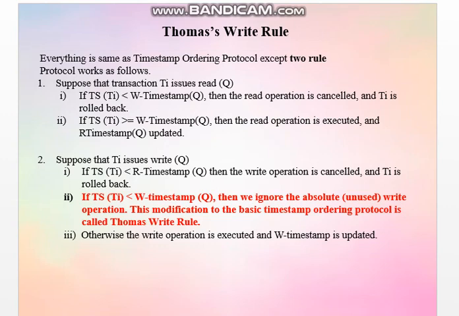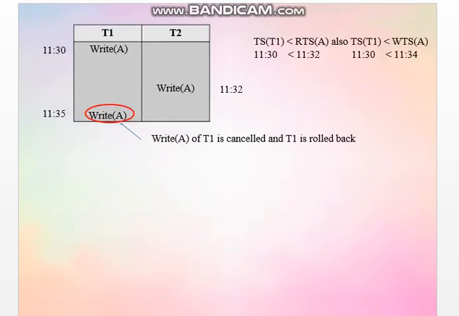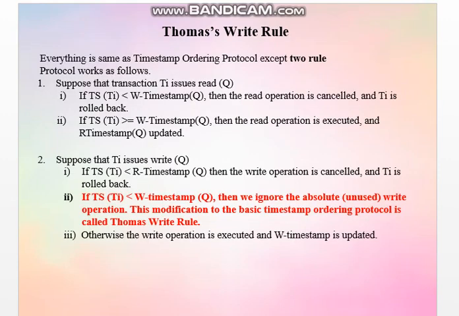If you consider this example, if you just avoid or ignore this write, that is the Thomas Write rule. But if you cancel this write operation and roll back the T1 transaction, that is the basic timestamp ordering protocol. So this is the only variation between the timestamp protocol and the Thomas Write rule. The Thomas Write rule guarantees view serializability but not conflict serializability.